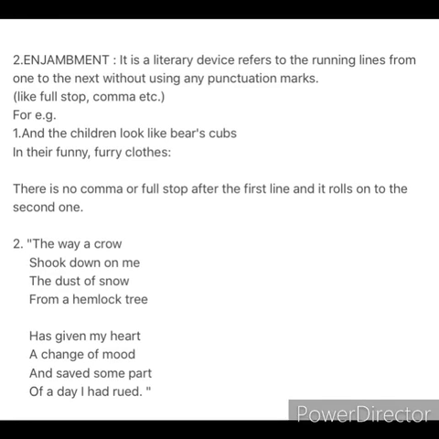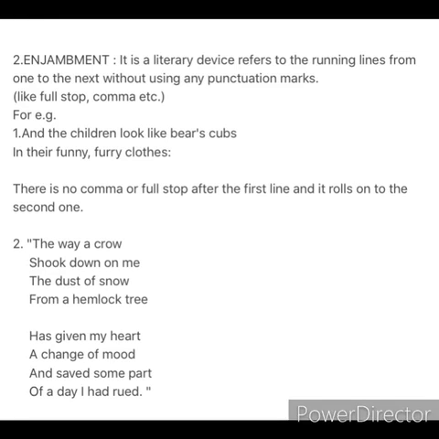That is enjambment. For example, and the children look like bear's cub in their funny furry clothes. This is the example. You can see there is no comma or full stop after the first line and it rolls on to the second one.